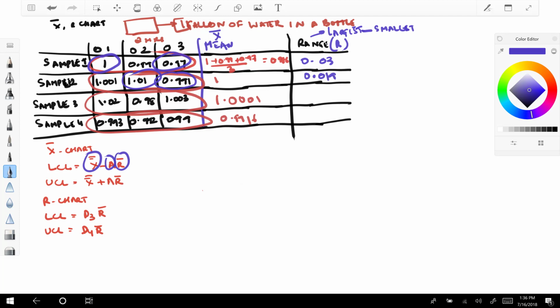The largest value in the third sample is 1.02 and the smallest would be 0.98, so that would be 0.04. The largest in the fourth is 0.993 and the smallest is 0.99, so that is going to give us 0.003.